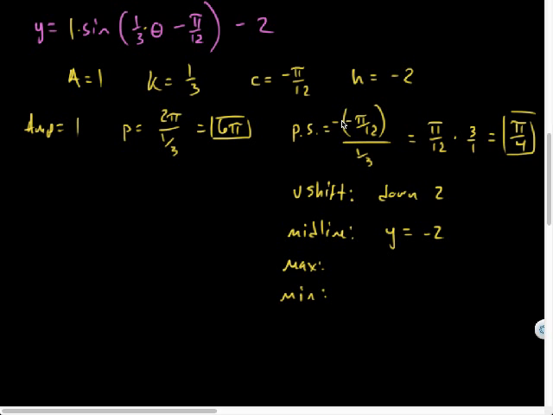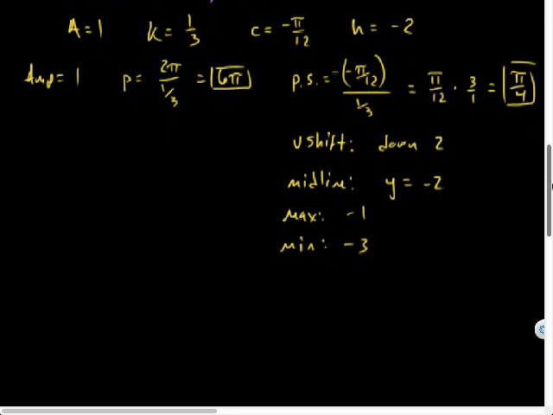Anyways, the maximum value would be the value of the amplitude plus the midline, I suppose. So negative 2 plus 1 is negative 1. The minimum is going to be the midline minus the amplitude, right? So negative 3 right there. So let's graph this. Why not, shall we?